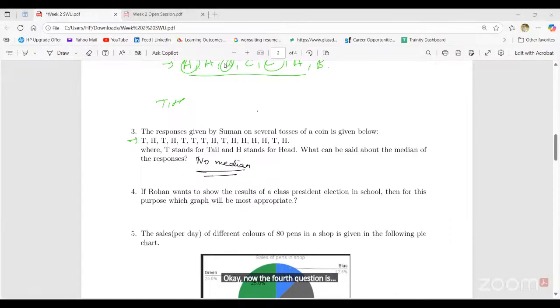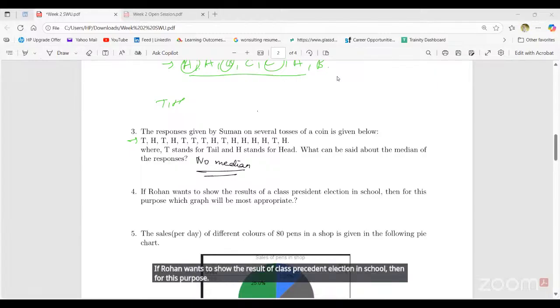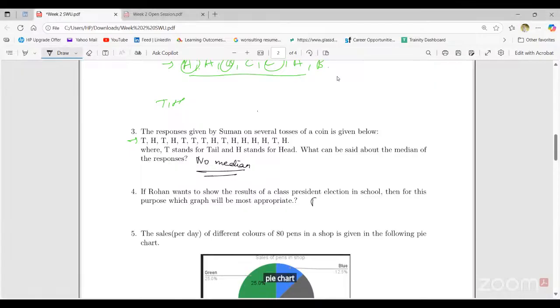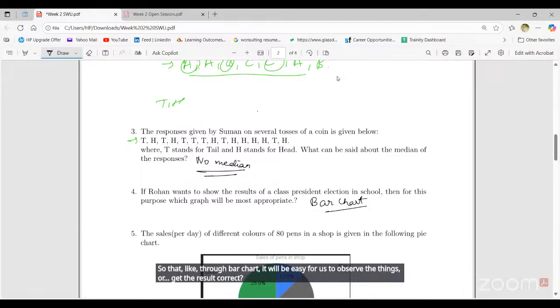if Rohan wants to show the result of class president election in school, then for this purpose, which graph will be most appropriate? Bar graph. Pie chart. Bar chart. Why? Ma'am, we'll clearly know the votes received by each candidate. So through bar chart, it will be easy for us to observe the things or get the result, correct? To compare.